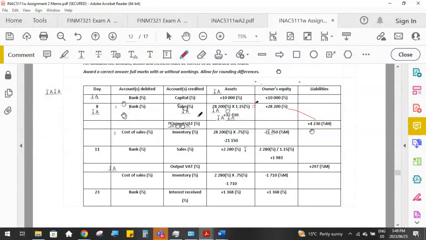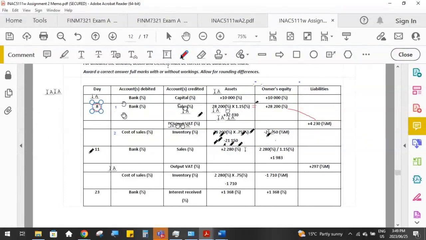So the second part of the entry for the 8th is then debit cost of sales, credit inventory, and this must be for the cost amount. So 28,200 multiplied by 0.75. So we want 75% of the excluding VAT amount, and that gives us minus 21,150 under assets and minus 21,150 under owner's equity.